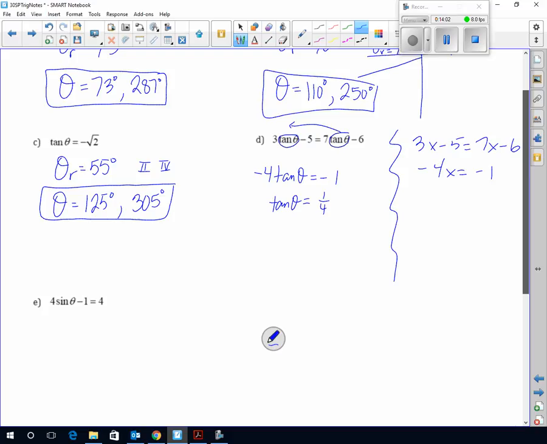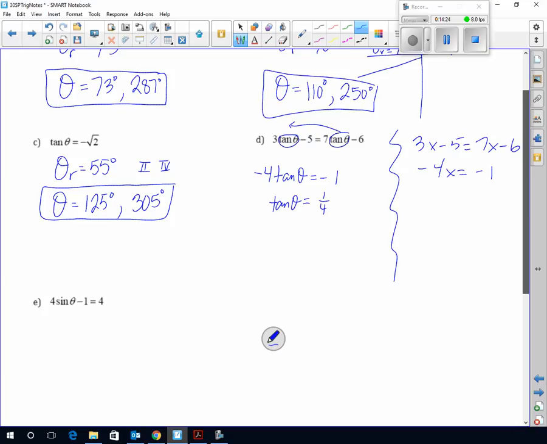Okay, so is that in the unit circle? No, that's not one of the tan values. So I have to inverse both sides, inverse tan both sides. And what do we get? Yeah, we get a really small 14 degrees, that's my reference angle again.